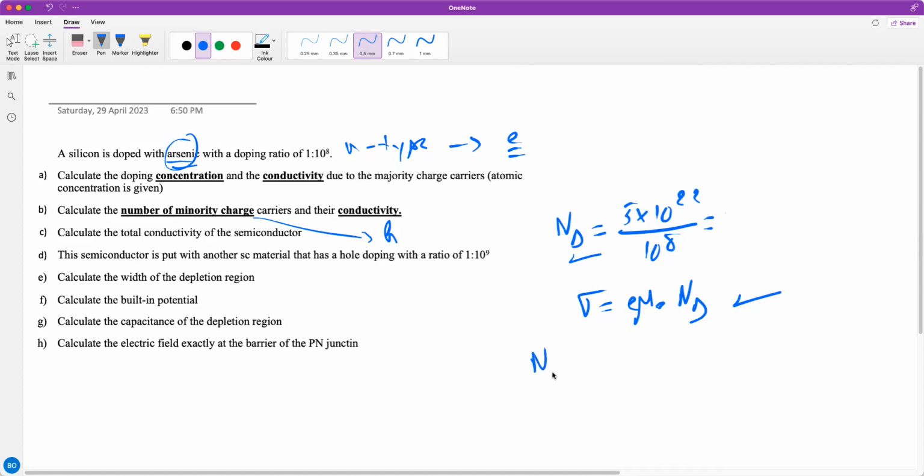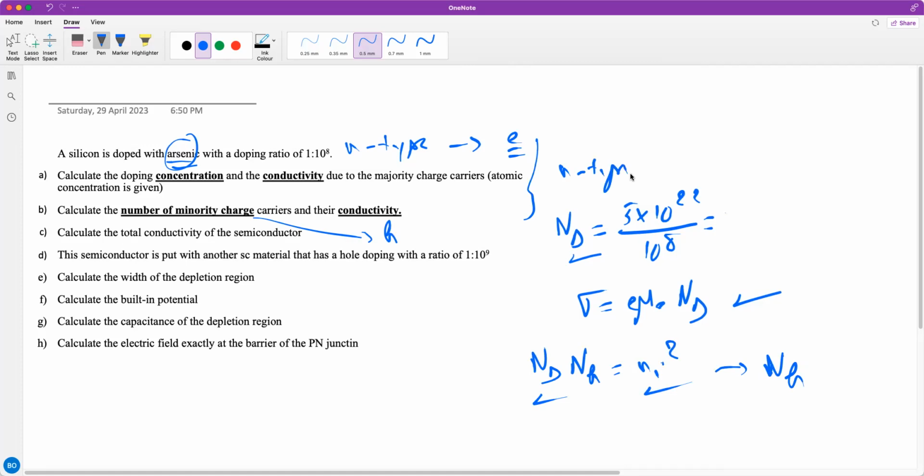You know that the number of donors times the number of holes is equal to Ni squared. You have Ni, you have Nd, you can get Nh. So this could be a problem. And of course, calculate the total conductivity of the semiconductor. Then this is an N-type.